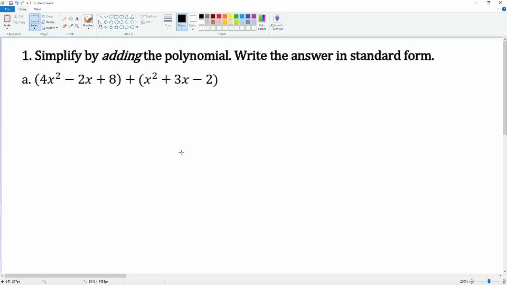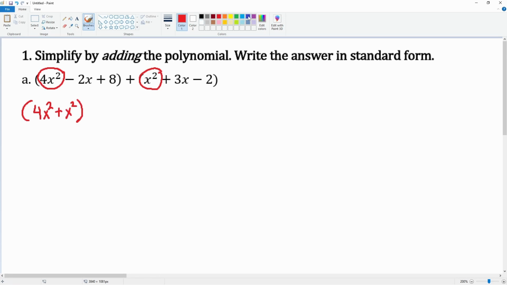Number 1, you are going to simplify by adding the polynomial, writing the answer in standard form. So here, notice we are going to be adding. All we have to do is add it by the degree. The highest degree here, we have a 4x squared and an x squared. So this is what goes here: 4x squared plus x squared.